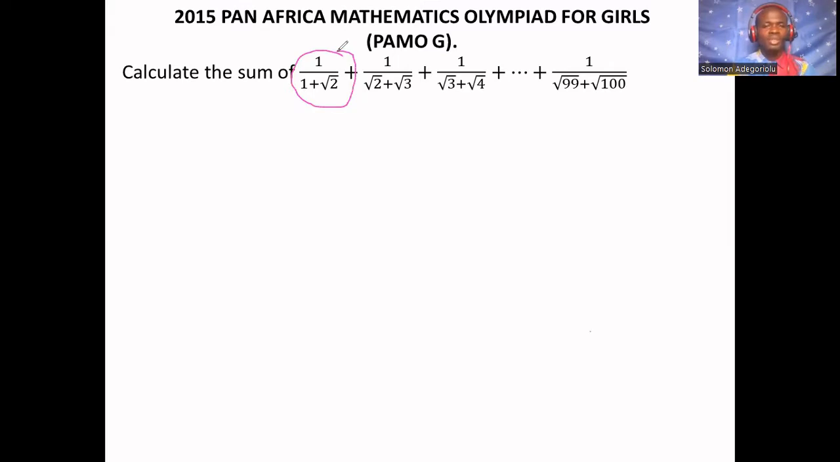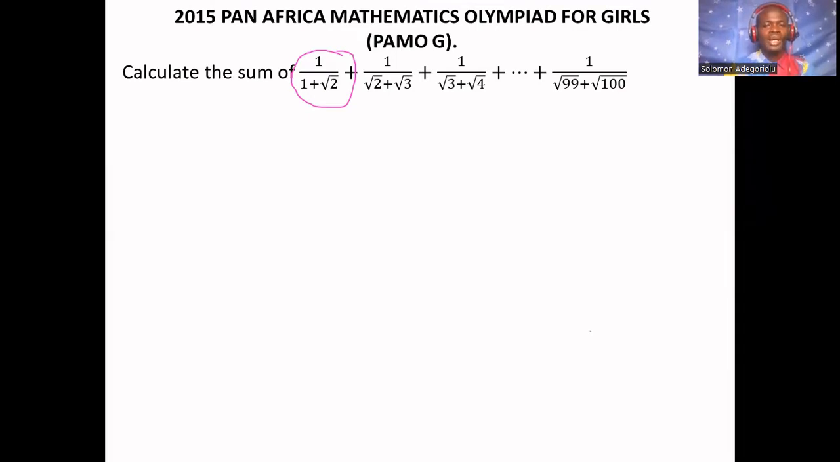And of course, rationalization simply means you multiply the numerator and the denominator by the conjugate of the denominator. And what is the conjugate? If our denominator is 1 plus root 2, the conjugate will be 1 minus root 2. So we're going to multiply the numerator by 1 minus root 2 and also the denominator by 1 minus root 2. We apply the same process to this, and the last one that we have here. So that is the process of rationalization.